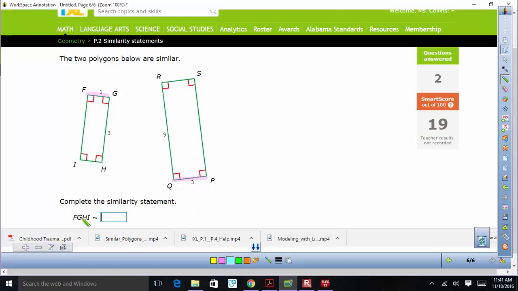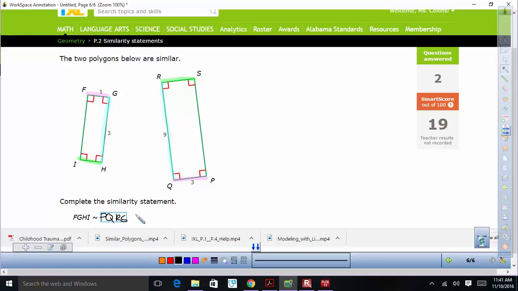Then they go G to H. So G to H is the long side that's given. Our long side that's given is here. Then H to I, short side not given. So we want to go in that same order again. So F to G to H to I would be P to Q to R to S. So P, Q, R, S.